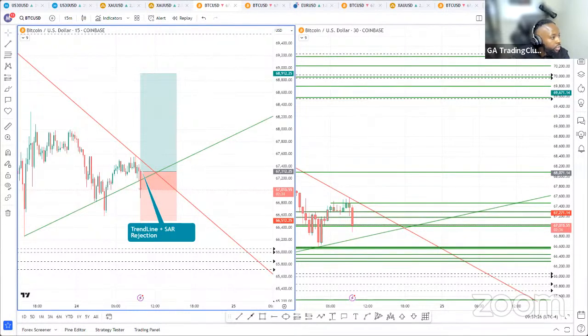Also the hourly entry for US 30 as well. Hourly demand looks pretty good as well. So we'll see which ones we get first.